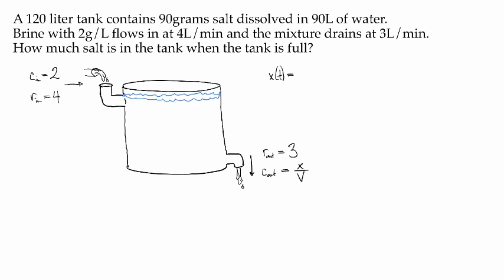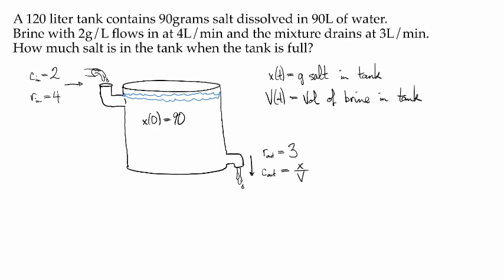x of t is the grams of salt in the tank at time t, and v of t is the volume of solution. Okay, and we're given some initial data as well. We have that x at time 0 is 90 grams, and the volume at time 0 is 90 liters. So let's figure out what the volume at time t is first.